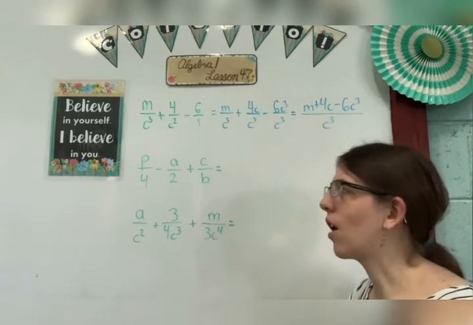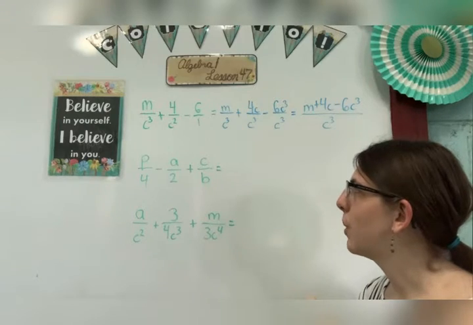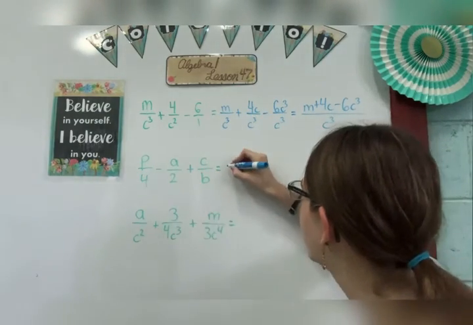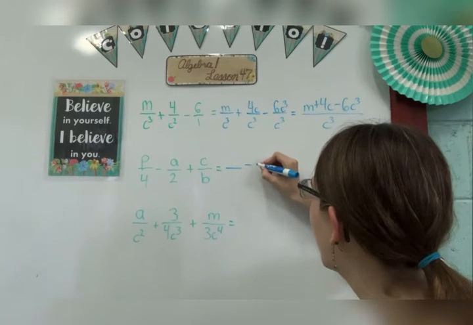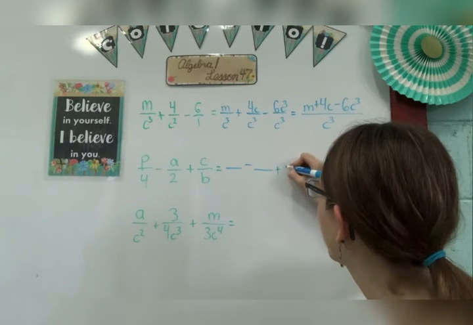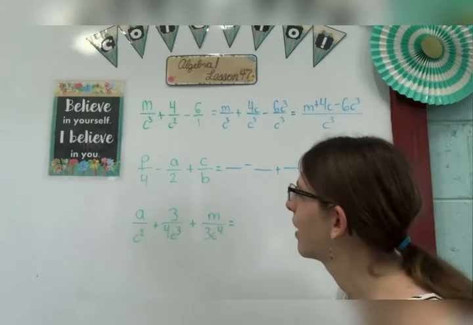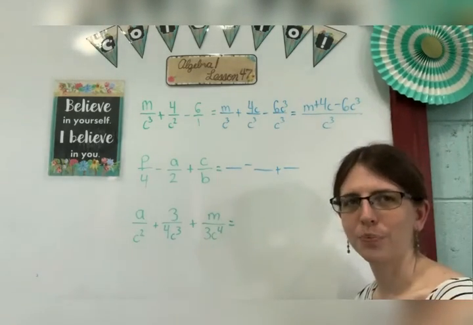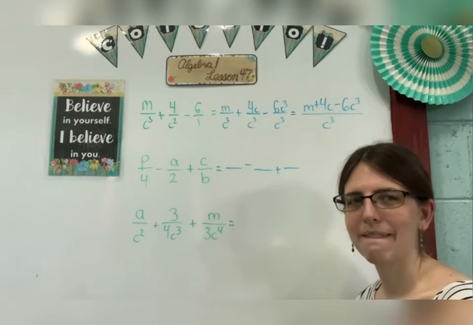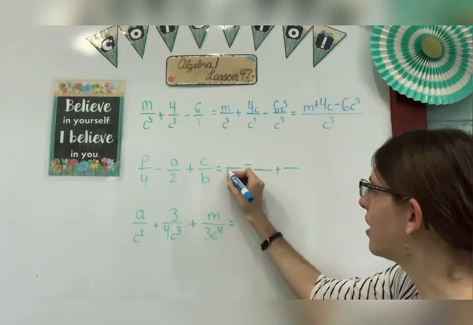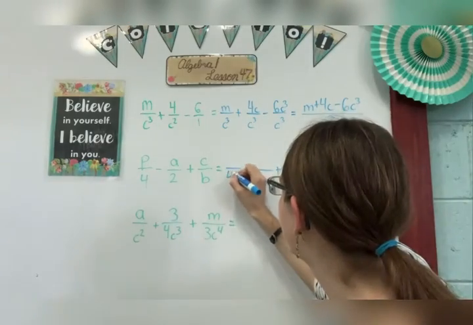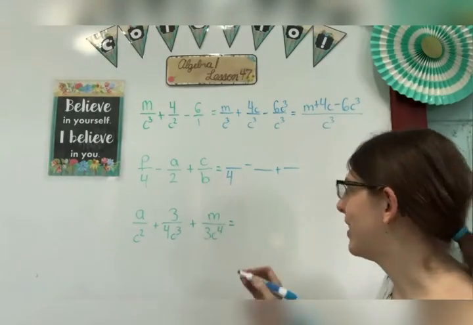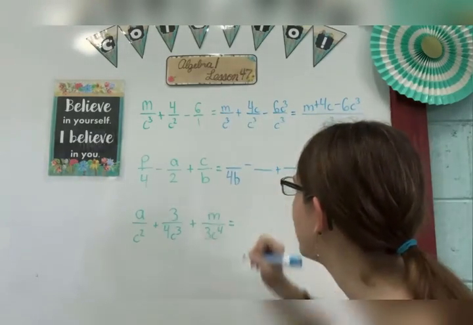P over 4 minus A over 2 plus C over B. I have 3 fractions, so I'm going to go ahead and put my 3 fraction bars with the right signs in between them. Now let's start with our numbers. What's the least common multiple for 4 and 2? 4. So I know that the number part of my new denominator is 4. Letters, I only have B, so that makes it easy. So it has to be 4B.